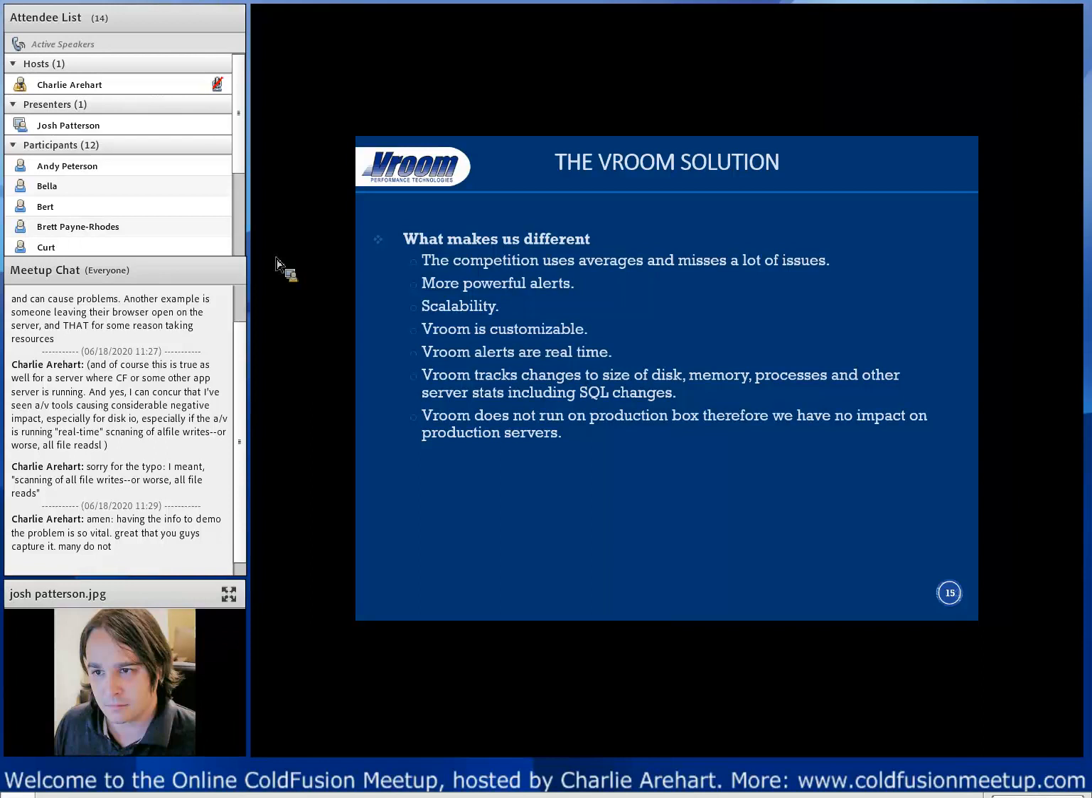It does not run on a production box, so we don't have any impact on production servers. But I do want to point out that it also runs very well all self-contained on a server with your application, your database, and your performance monitoring tools. If you've got an environment where you already have the footprint, it's cool to have your monitoring tools sitting somewhere else. But when you don't, it's about as lightweight as you're going to get.